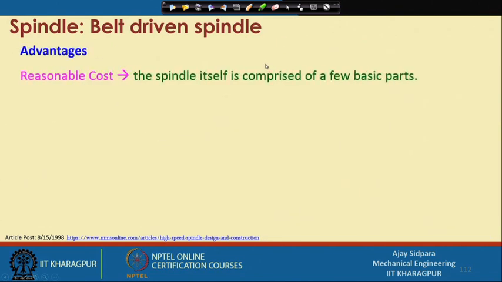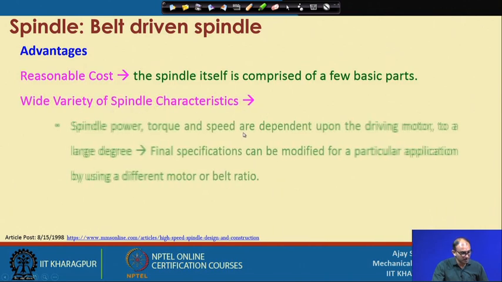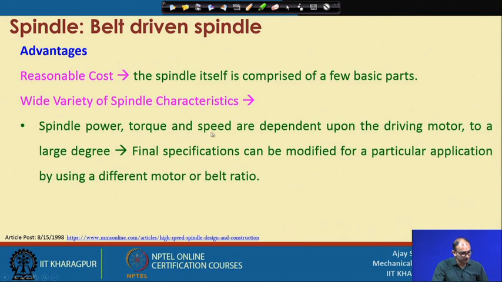And so, what are the advantages? Cost is reasonable, that is obvious, because the spindle itself is comprised of very few basic parts. A wide variety of spindle characteristics are available, because spindle power, torque and speed are dependent on the driving motor to a large degree. So, you have a large variety of driving motors. That is not an issue. Final specification can be modified for a particular application by using a different motor or the belt ratio.